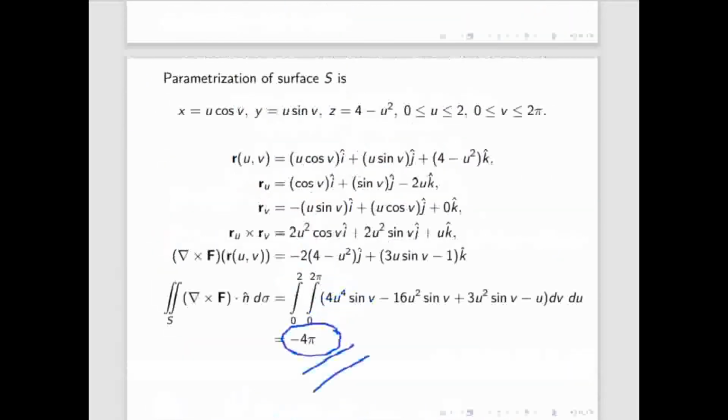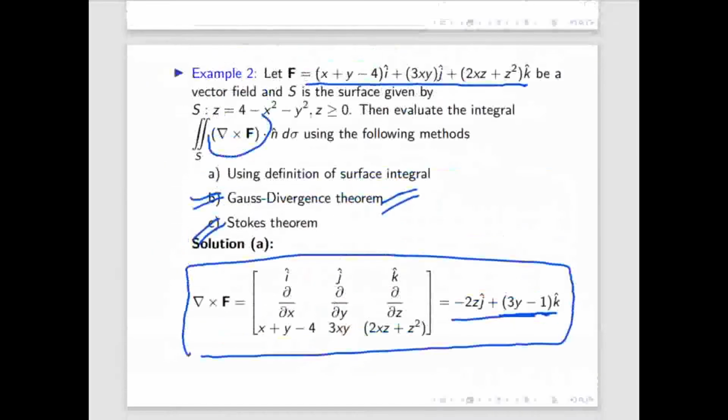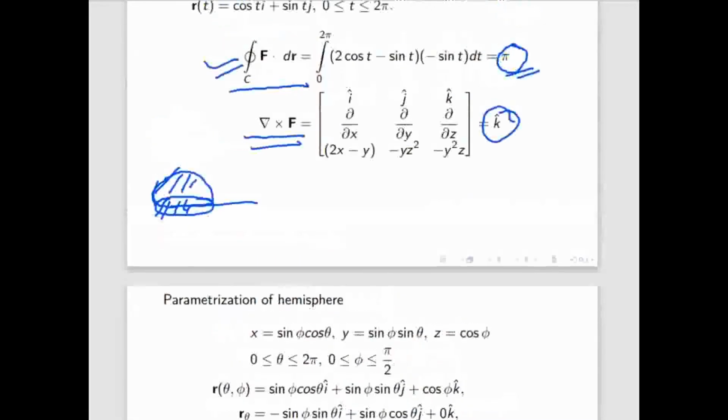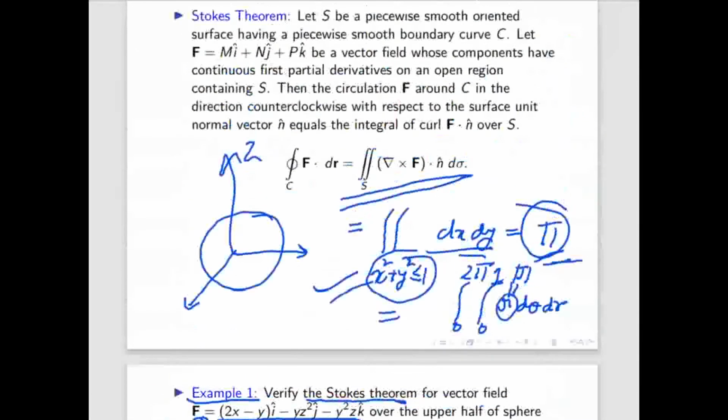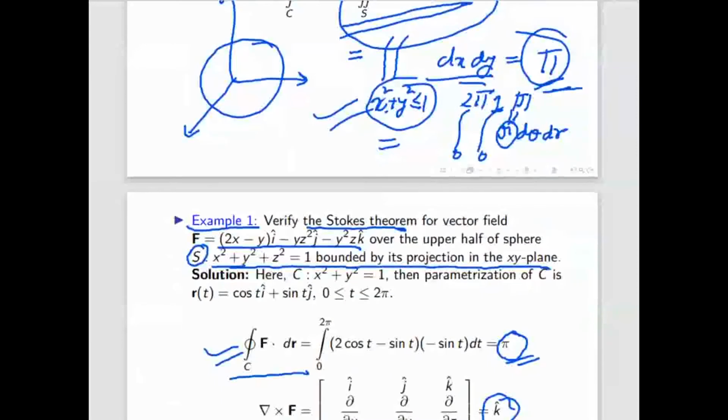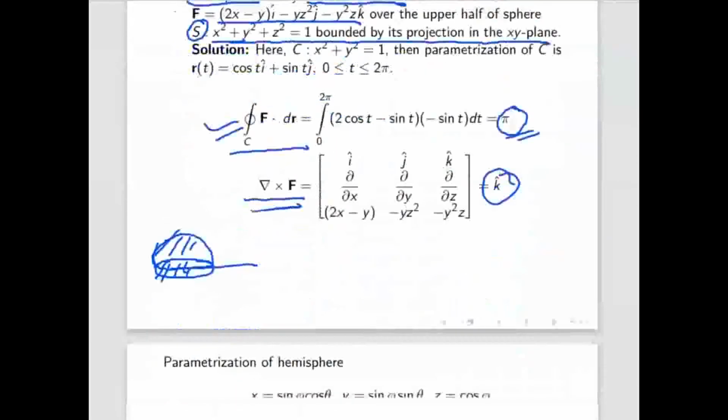And that del cross f is always present in the Stokes theorem. So you can always apply this technique with the Stokes theorem, because it is already there in the Stokes theorem, this integration. So this integration is the same as this over this circle. Any other doubt anyone has, you can ask.